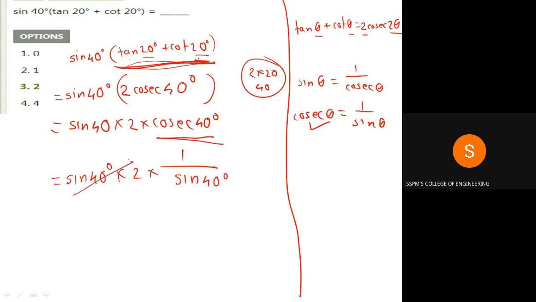So this sin 40 degree and sin 40 degree will get cancelled, and the answer will be 2. These two will cancel each other and the answer will be 2. Okay, option 3 is the correct option.